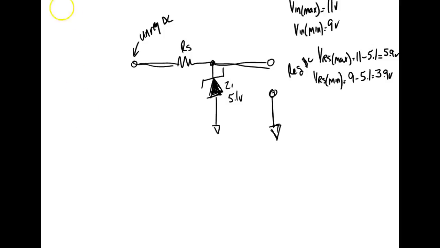So RS, what V are we going to use? Which one of these V's are we going to use? We're going to use the minimum because we're going to set it at pretty close to the knee. So if the voltage drop across the resistor goes up, the current's going to go up, and it's going to move toward IZ test, right? Or the test current. So we're going to use 3.9.